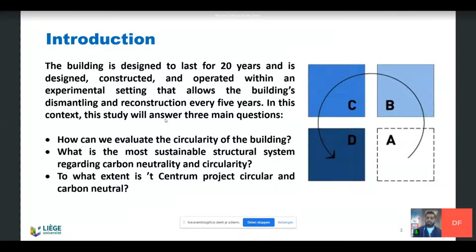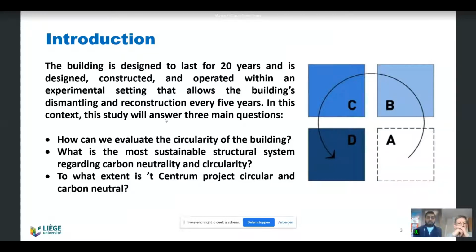We can see in this figure the concept of the Centrum project. The building is divided into 4 units, A, B, C, and D. All these units will be built one by one. The project will start with units A and B and end with C and D, by using the old material of the previous units A and B.